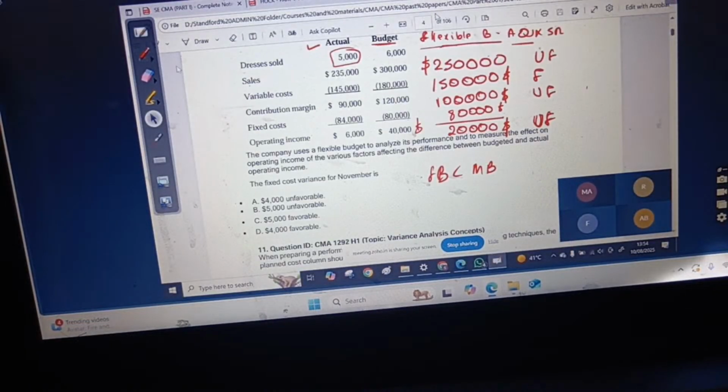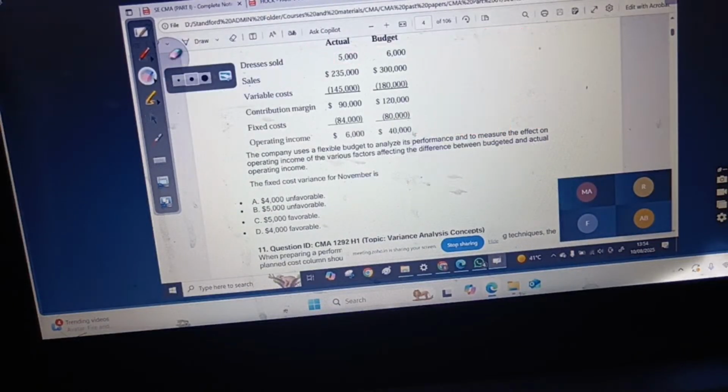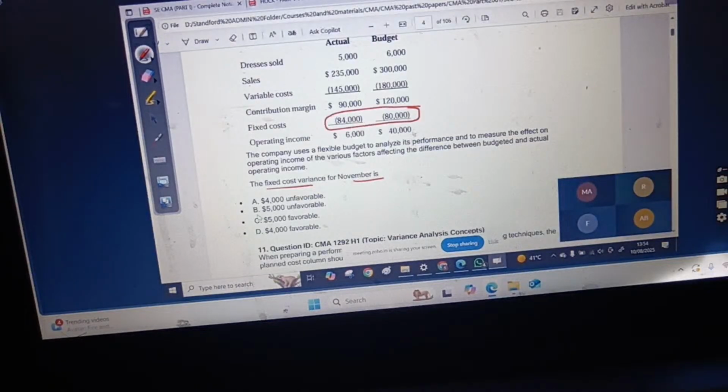Now I will give you a problem to solve. Okay, now they are looking at the problem. They are asking for fixed cost variance for the November month. Fixed cost variance is this. What is the answer? Unfavorable. A is the answer.